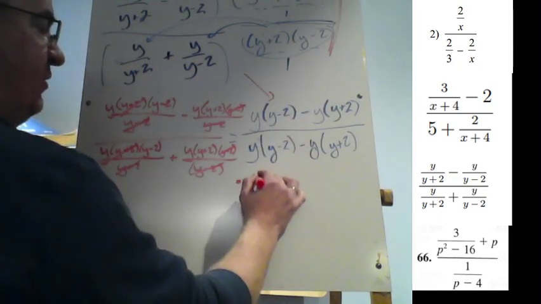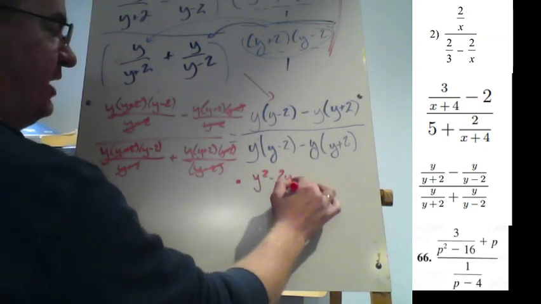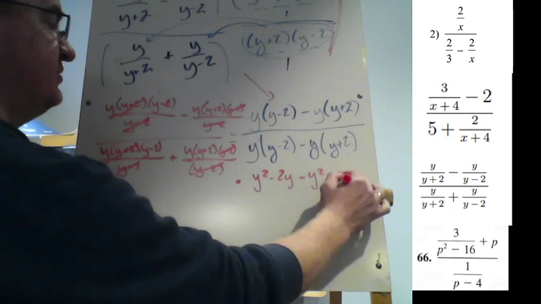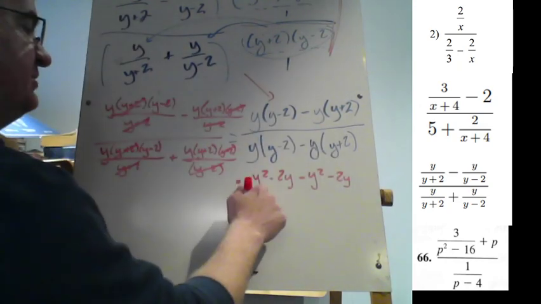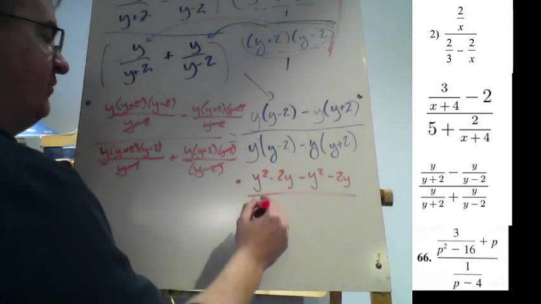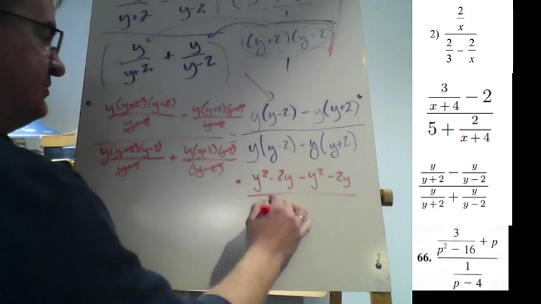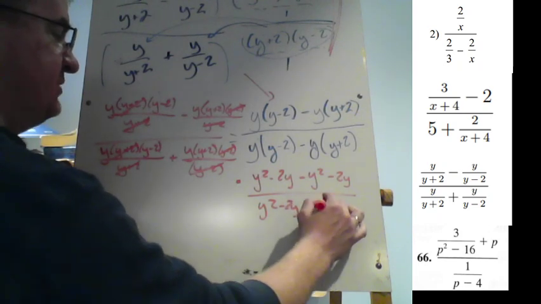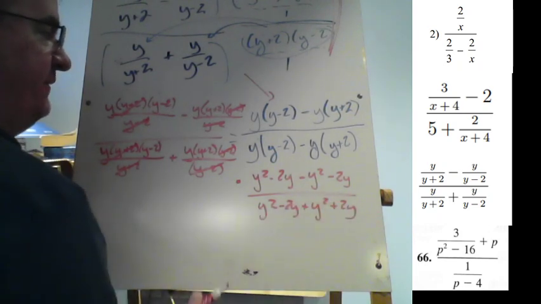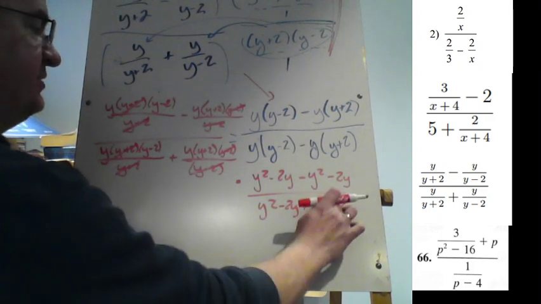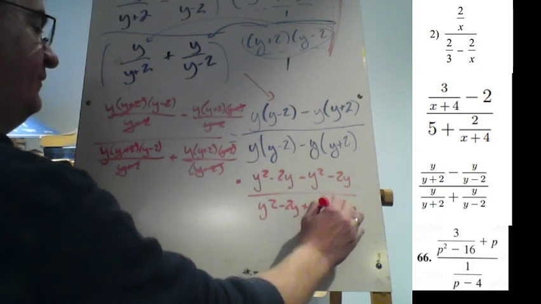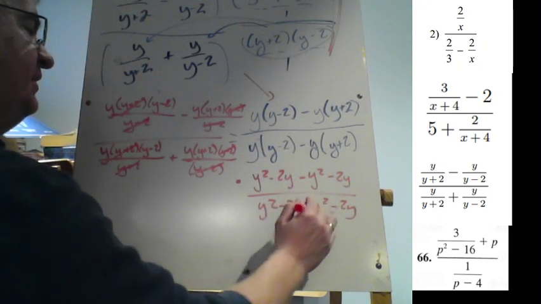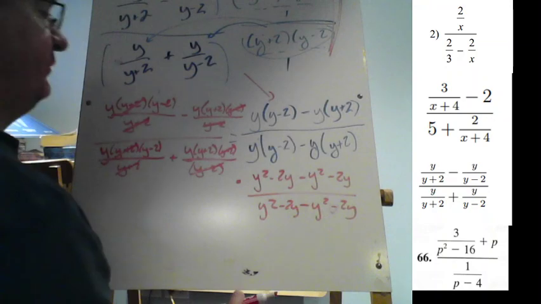So if I multiply this out, I get y squared minus 2y minus y squared minus 2y. Well, that's nice because now these are going to go away. Over y squared minus 2y plus y squared plus 2y. So that's still minus. And that would be minus. I think I was thinking ahead too far.